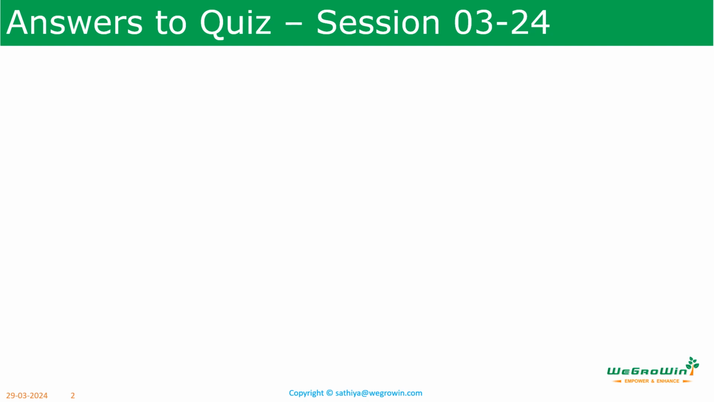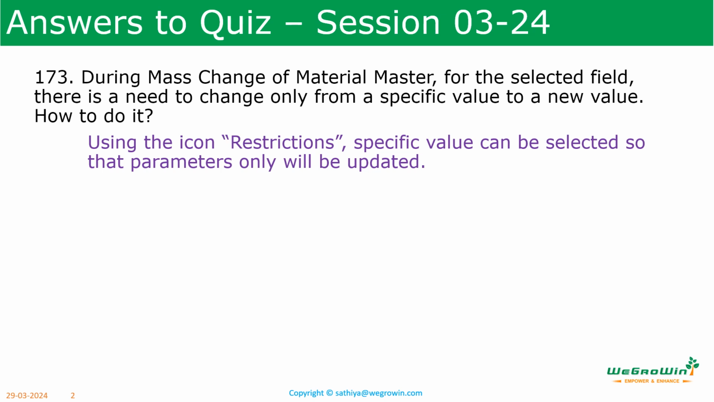Before going to the session, let us discuss the answers for the quiz of the previous session. For the selected field, there is a need to change only a specific value to a new value. For example, we select maybe 100 materials. In this, we want to change the MRP controller. Out of these, we want to change the MRP controller for only 4 materials, meaning we change S03 to S01. Only that we want to change. How to do it? We can do it using the restrictions icon, where we can select the specific value so that only those parameters will get changed.